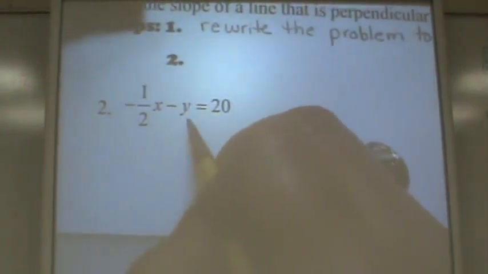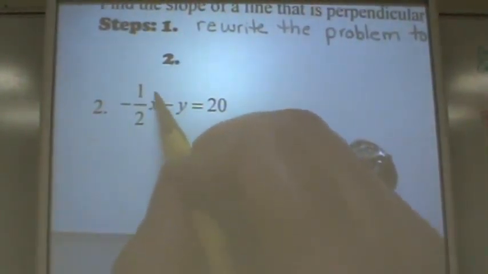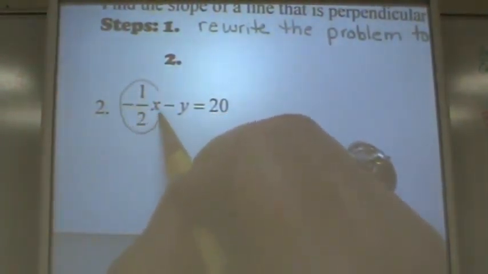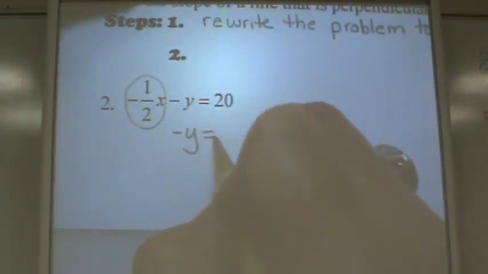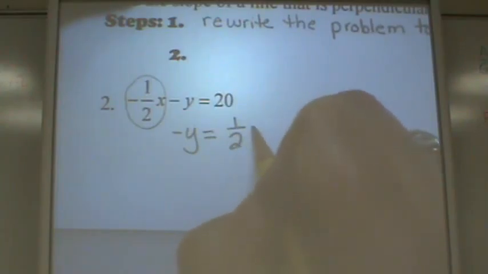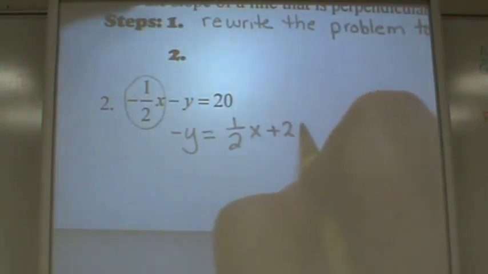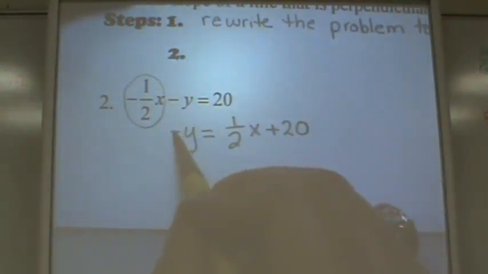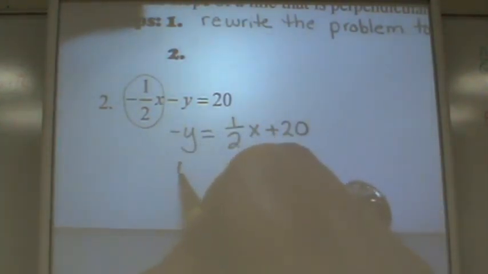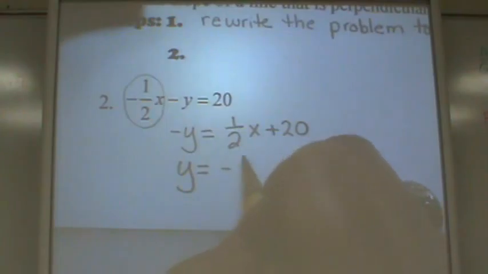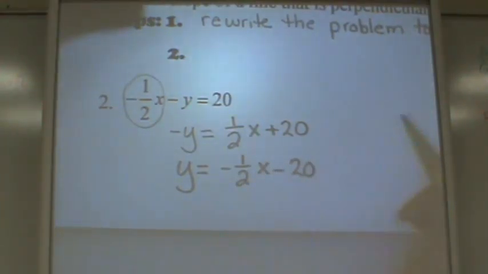So first, to get this in slope-intercept form, we're going to take this negative 1/2 x and bring it to the other side. It is going to become positive 1/2 x. And then we don't want this negative here, so we're going to divide everything by -1, or change all the signs. So y is equal to negative 1/2 x minus 20.